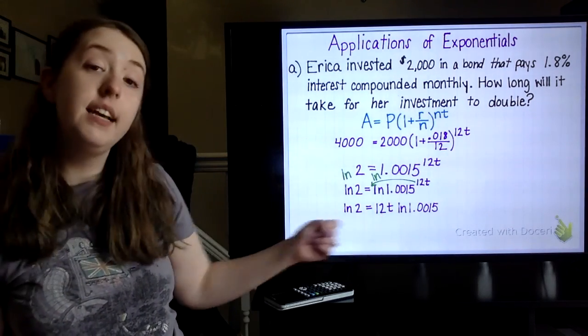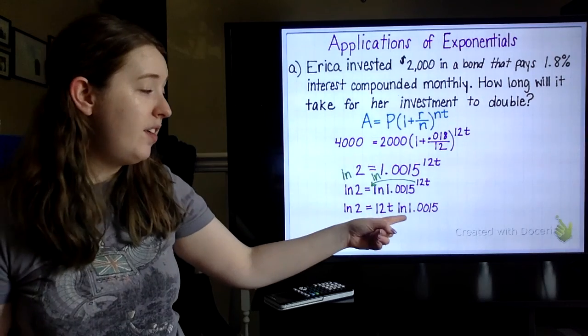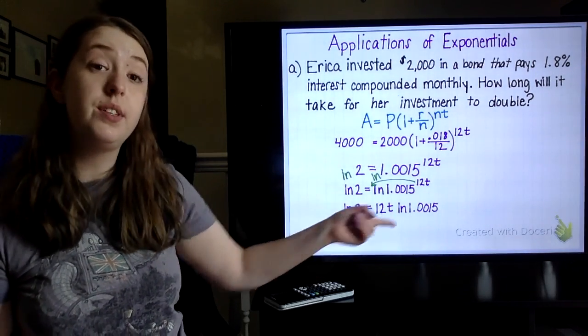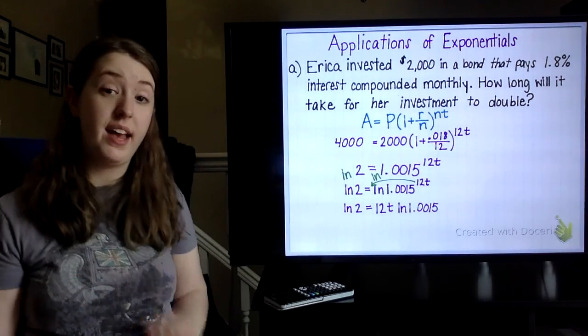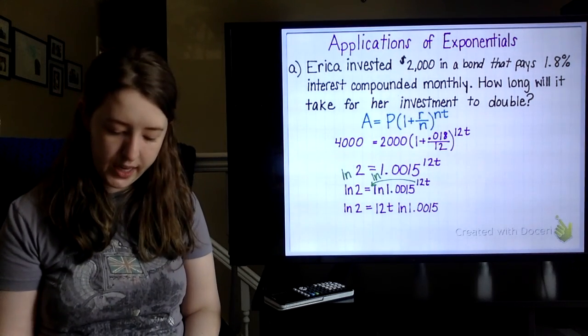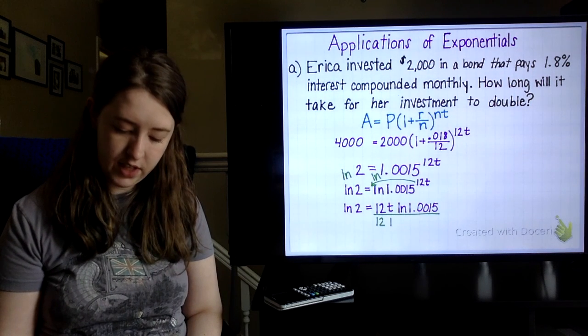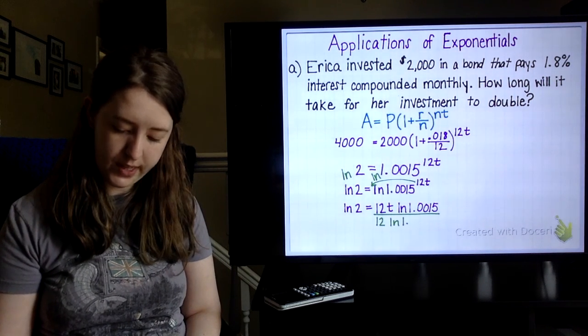Now, t is being multiplied by 12 and the natural log of 1.0015. Since they're being multiplied, to undo that we have to divide. So to get t by itself, I have to divide by 12, and I have to divide by the natural log of 1.0015.